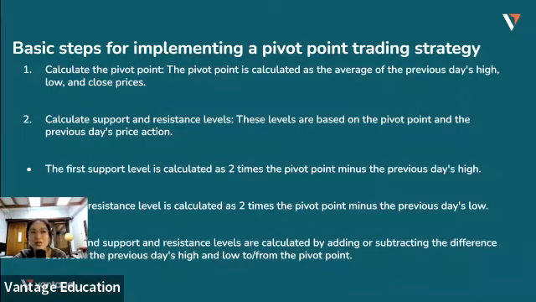So I've included a couple of bullet points on how to calculate, but this is just if you want to do your own calculation. If you're using TradingView, most of the time it's already calculated for you. But we'll just briefly go through it for those who want to do your own calculation. The first support level is calculated as twice the pivot point minus the previous day's high. The first resistance level, the level that's above where price currently is, is calculated as 2 times the pivot point minus the previous day's low. And then the second support and resistance levels, your S2 and your R2, would be calculated by adding or subtracting the difference between the previous day's high and low to or from the pivot point.